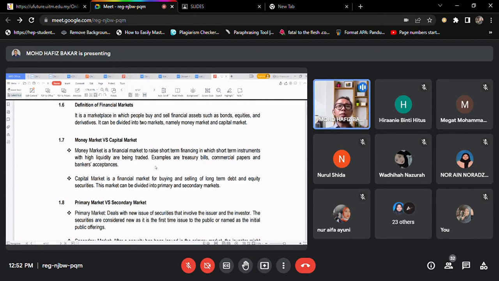Kalau pergi branch, you can get it on the spot lah. Tapi kalau you buat online, the next working day you can get your money back. Okay, so it's a short term. You can get your money back easily and fast.